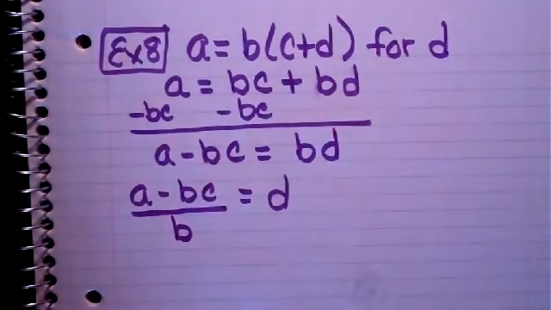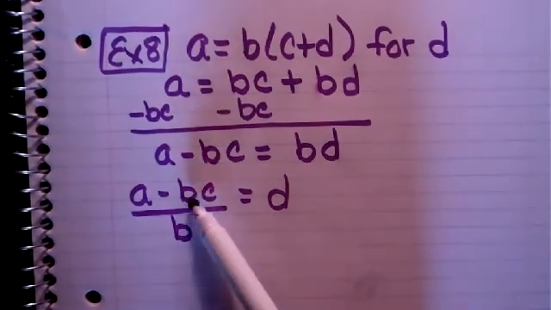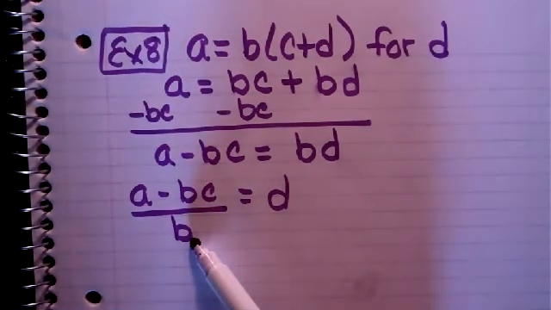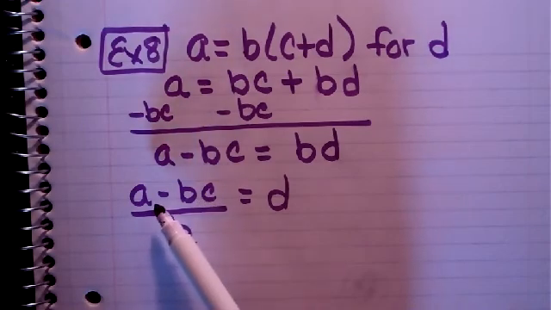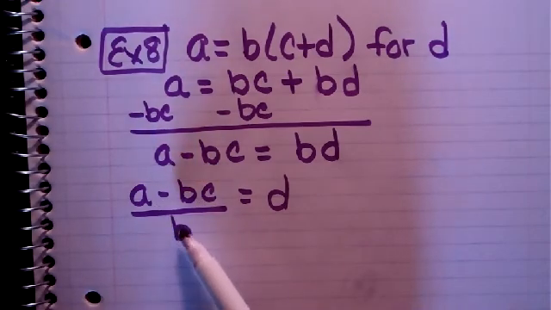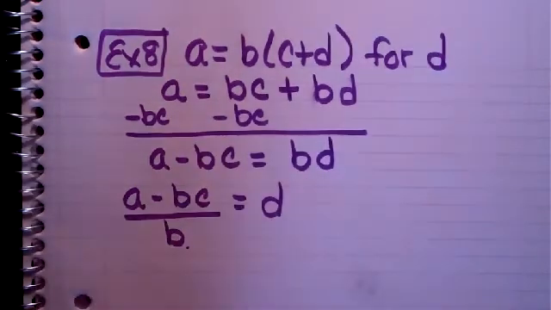Now, be careful right here. This B and this B cannot cancel each other out, okay? To be able to cancel out the B in the denominator, every term in the numerator would have to have a B. Well, the BC has a B, but this A over here does not. So you don't have a B there to cancel out, okay? So that is your final answer, okay?